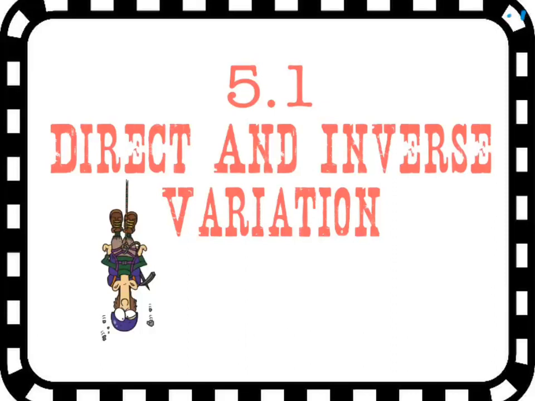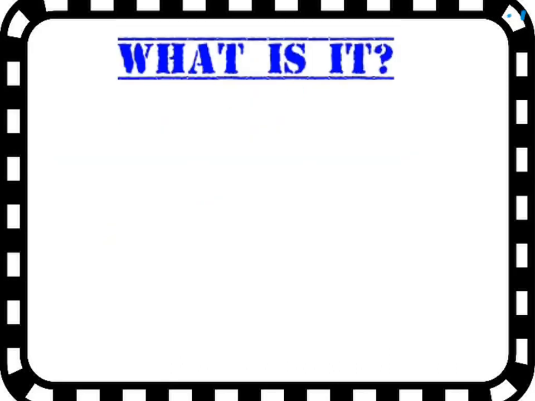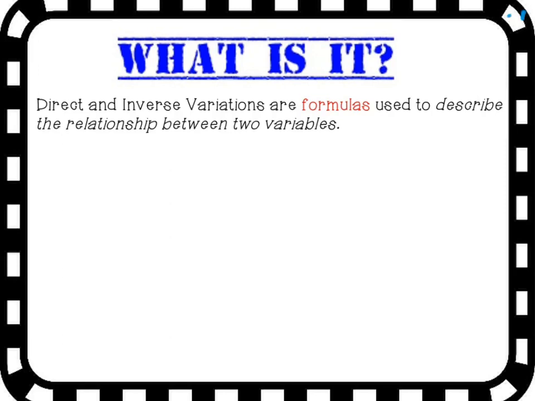All right, we're going to begin Chapter 5 with a lesson called Direct and Inverse Variation. And honestly, this whole chapter is going to be about rational functions, which kind of go in line with the inverse variation. But we're going to throw the direct variation in there just so you can see the differences. So let's just begin. First of all, let's just talk about what it is.